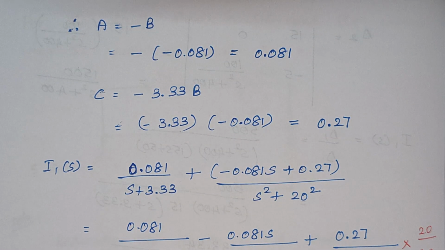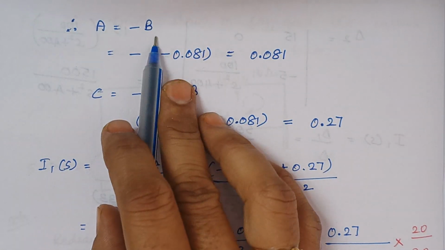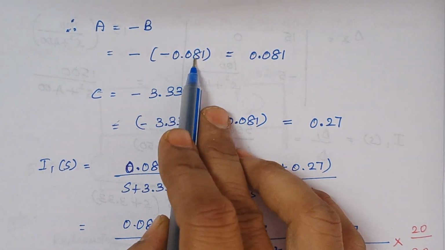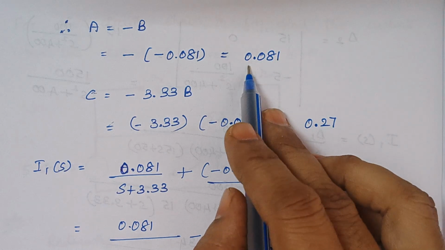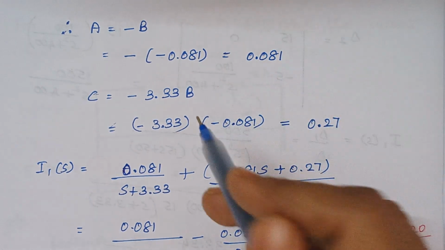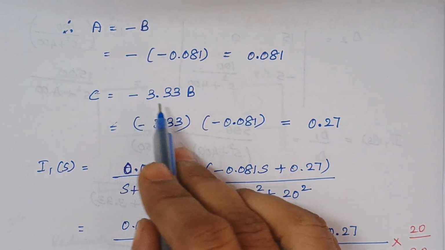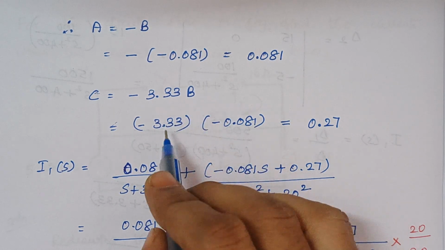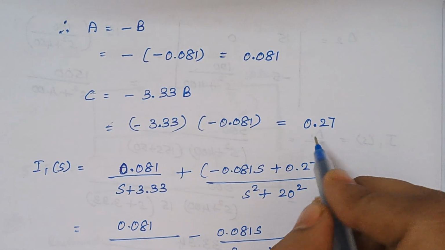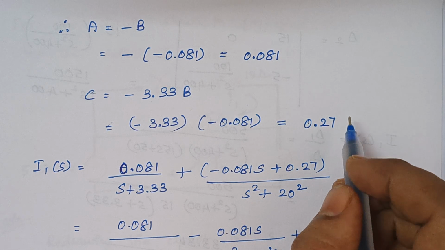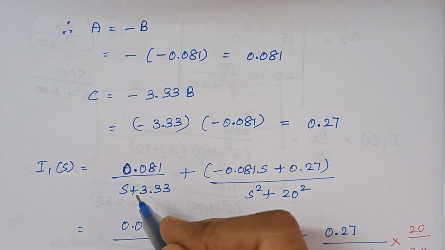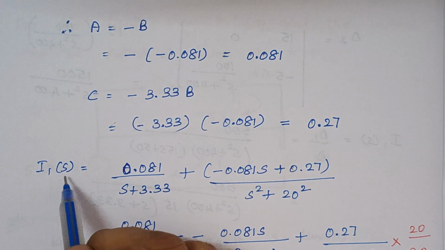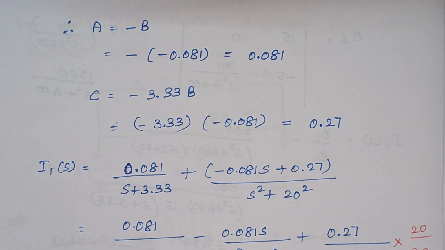So here, as we know, the value of A is minus of B. So minus of, just substitute the B. So the value of A is 0.081. Similarly, the value of C is minus 3.33B. Just substitute the values and here the answer is 0.27. Right. So now substitute all the values. So our I1 of s expression becomes like this.